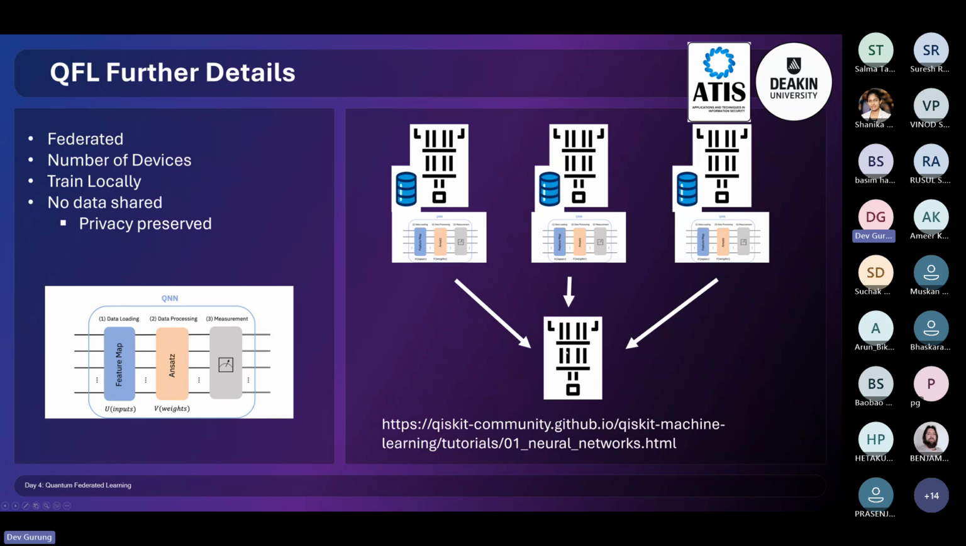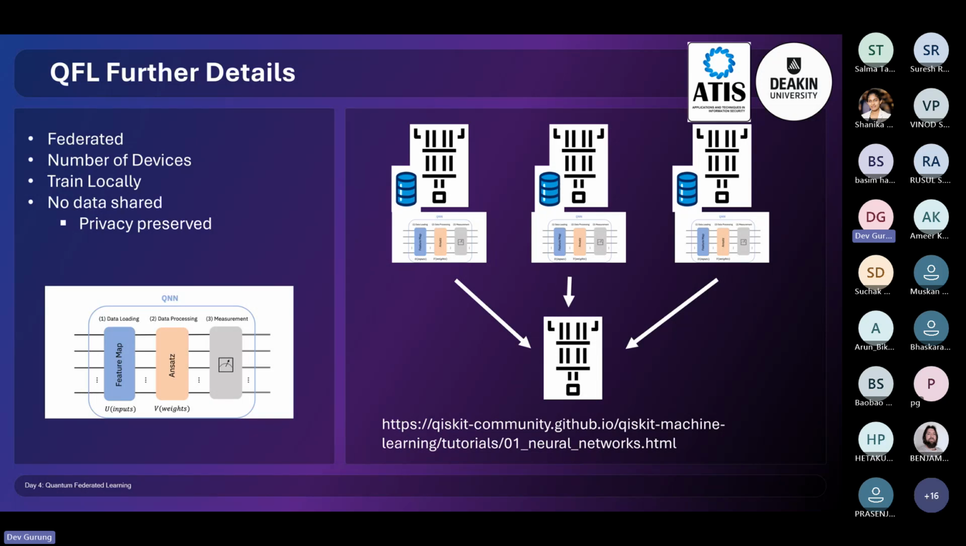And this person averages the parameters and sends them back to all these devices. So it will be the same. When you're receiving, it will be different, but when you're sending, the same parameters would be sent to the devices, and those devices would start training from those parameters, now the global new ones, right? So that is the basic understanding of QFL also.